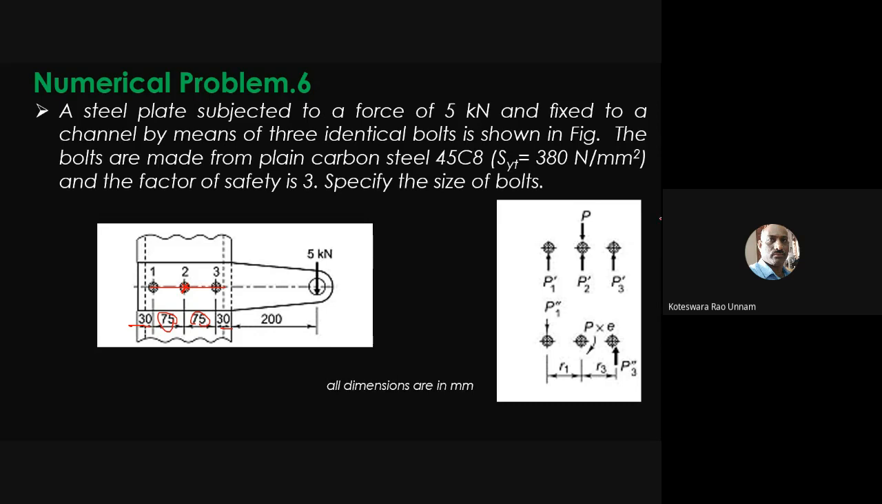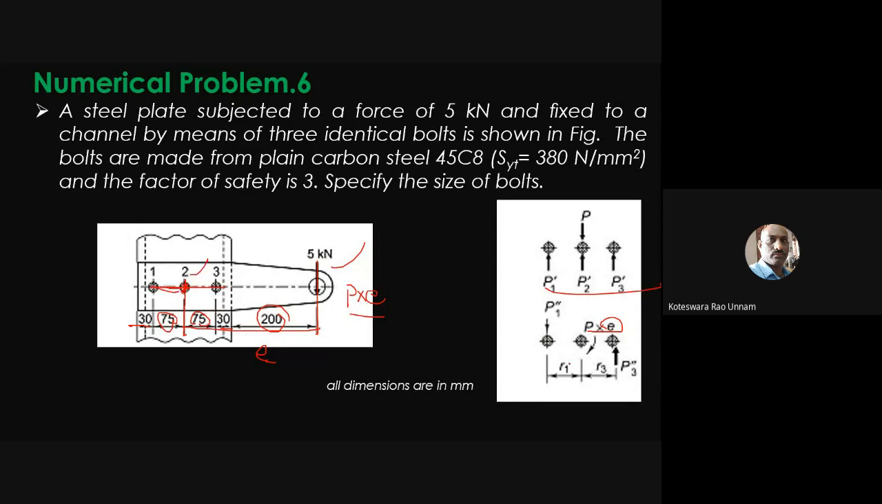So the total load 5 divided by 3 is going to be the direct load, and the moment is from the CG to this load, that is going to be your eccentricity. Eccentricity is going to be 200 plus 30 plus 75. So that is going to be your E. You know P, you know E, you can calculate P into E, that is the torsional moment or twisting moment. Then you can easily identify R1, R2 and R3.